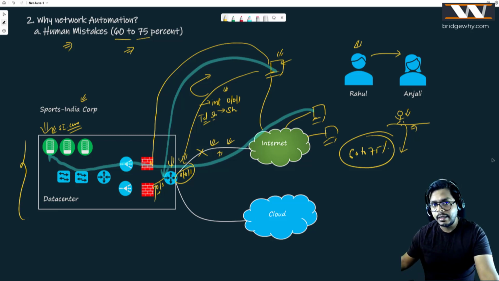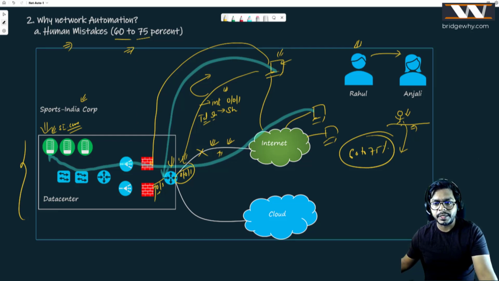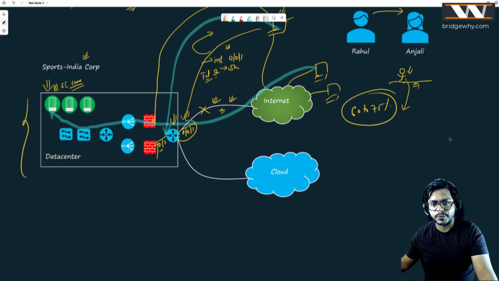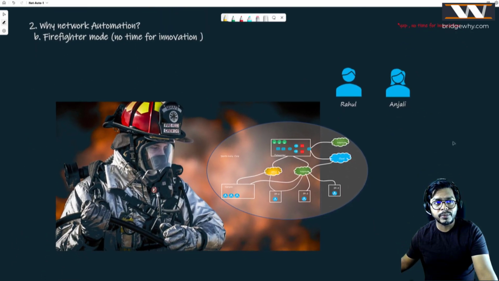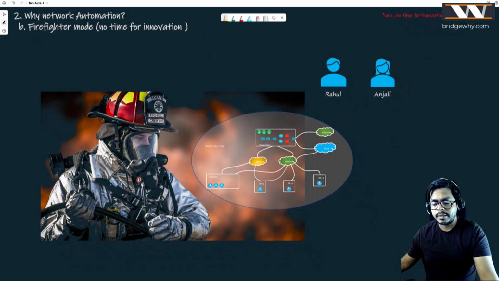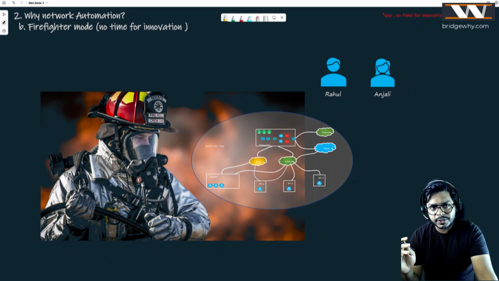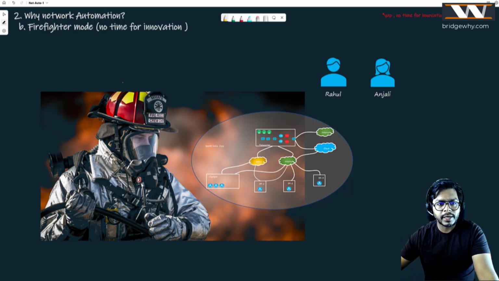Having said that, I think this is the number one point for thinking about network automation, but there are some more points too. And here is the second point. I think most of us can relate to this picture also. Why? Because most of the time, a network engineer is in firefighting mode. What is the meaning of firefighting mode?